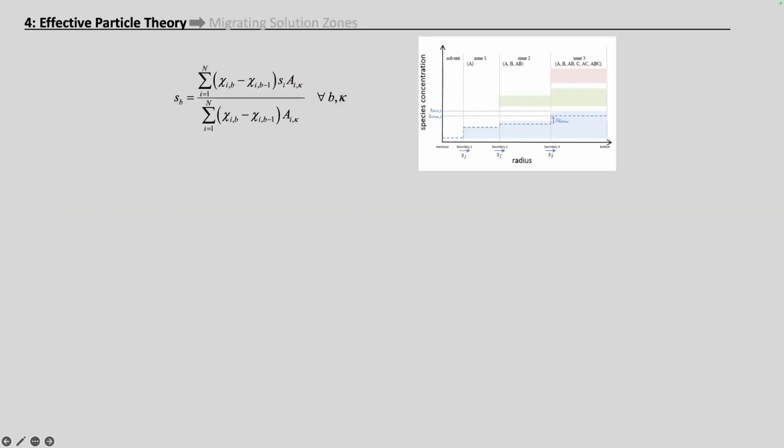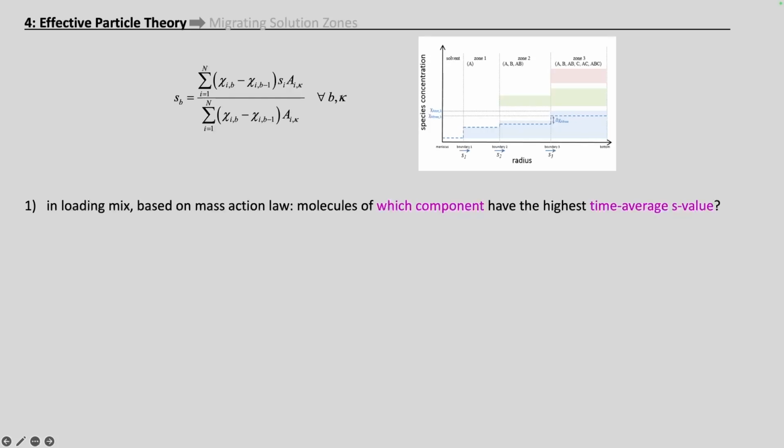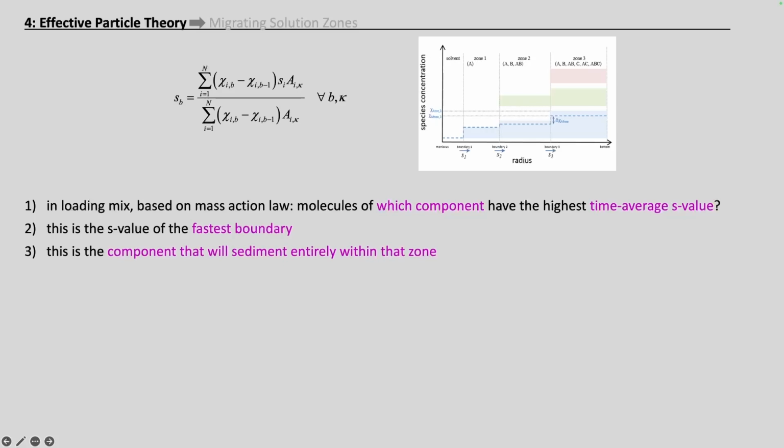Without showing you the derivation, one of the most important results is this expression for the velocity of a zone boundary. We can identify this as the weight average S value of all species that contribute to the concentration step. And from that we can derive recursive rules for the boundary patterns. First, consider the loading mixture, which will be the composition of the fastest zone. We can easily calculate what is the time average or population average S value of each of the components in there. The fastest has to be the component that is entirely contained within that zone, and its S value is the S value of the zone boundary.